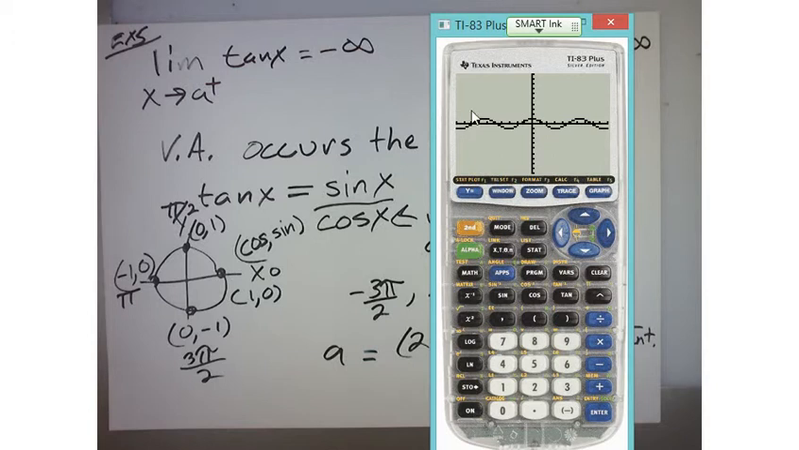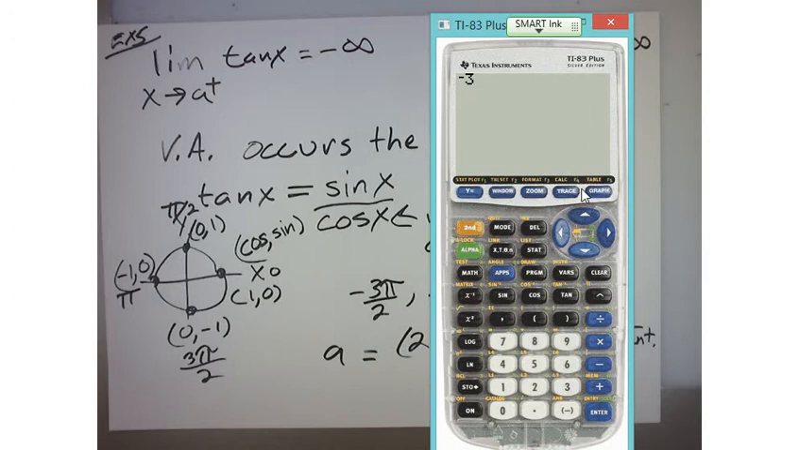Wait, sorry, where'd you get the 9 from? That's an A. That's the value of A. So if I graph this, tangent of x, we'll see that we have a vertical asymptote that occurs at, pick out any odd integer times pi over 2. 3. Negative 3, all right, great.